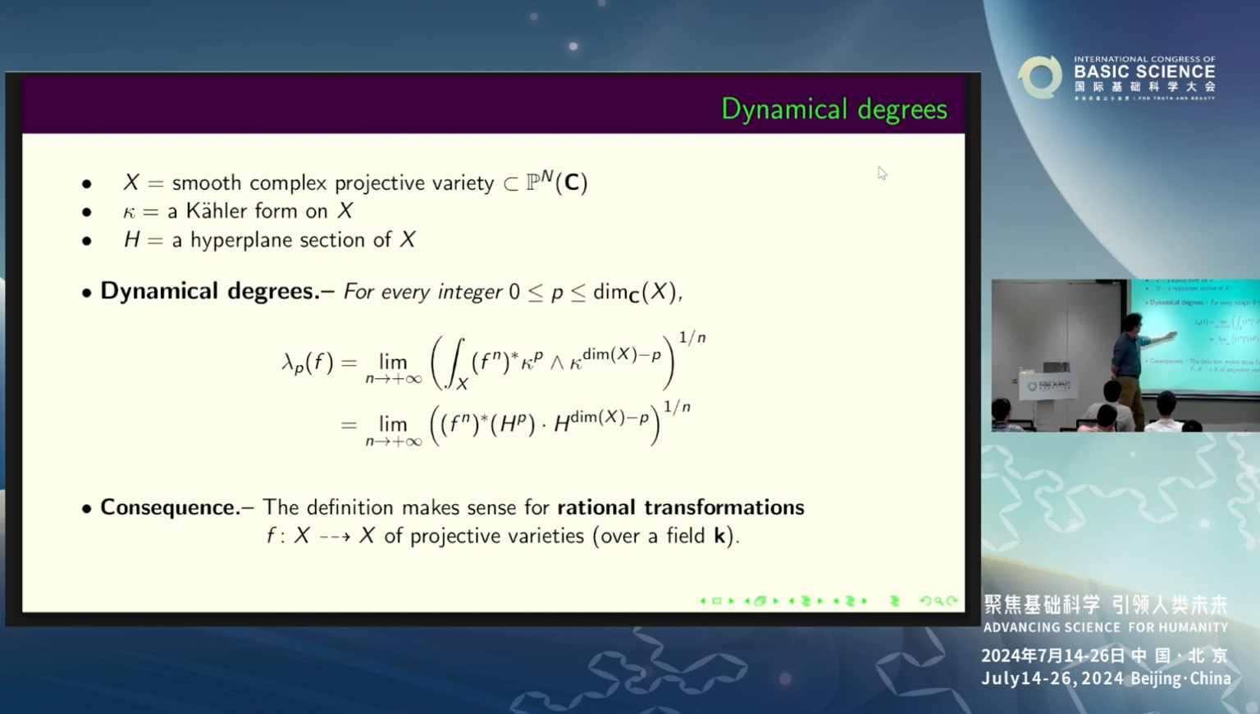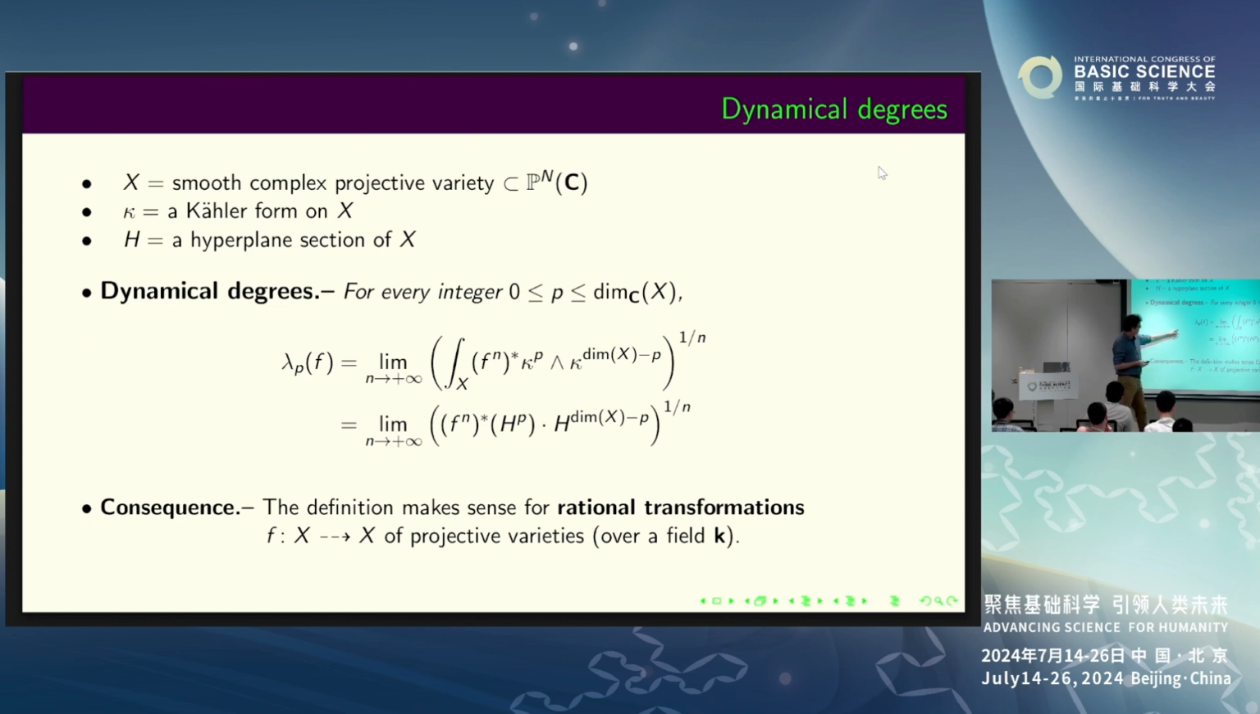These numbers, lambda p of f, that we call dynamical degrees, I defined first by talking about spectral radius on cohomology. Here is another way to define them. You can fix a Kähler form on X, or what I prefer, you can fix a hyperplane section of X. So X is contained in projective space, and you can cut X by a hyperplane in your projective space. This is what I call a hyperplane section.